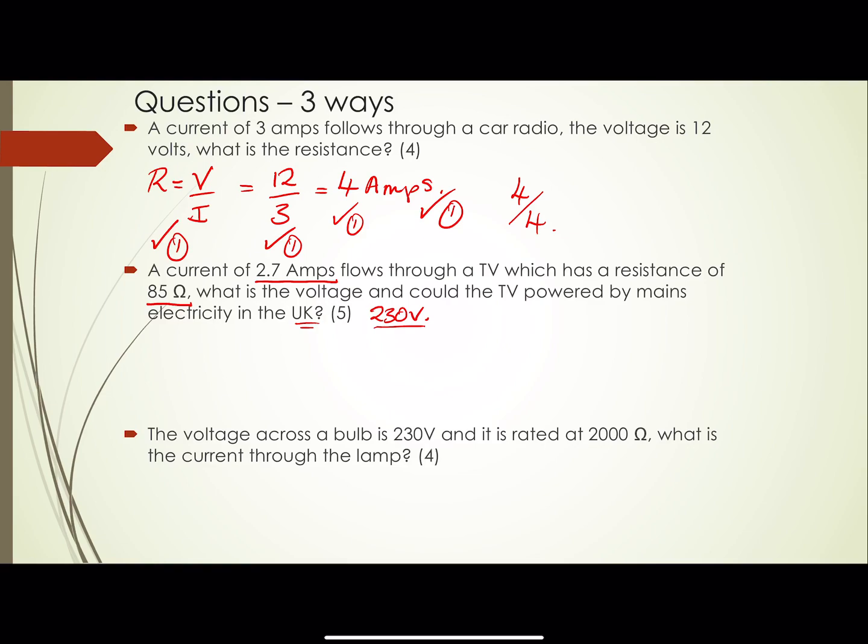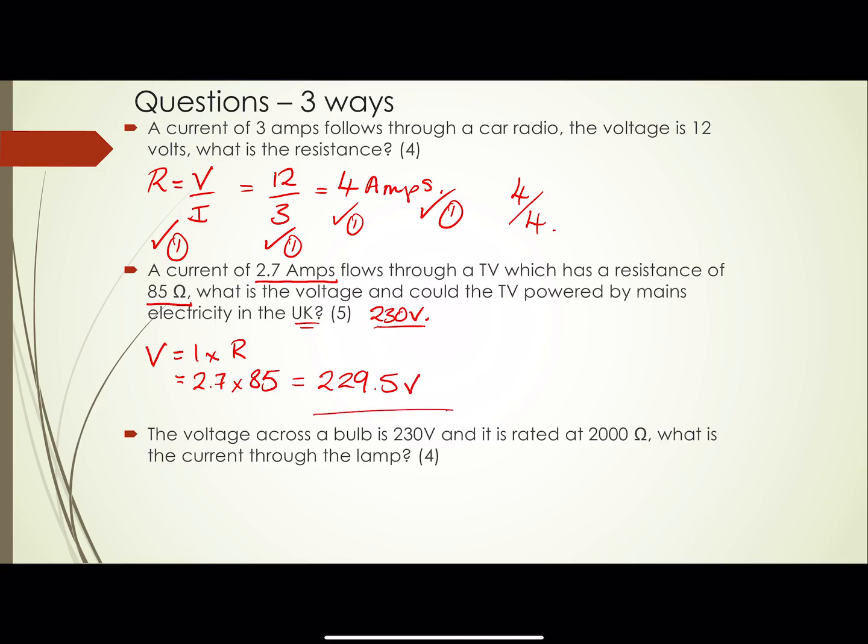We need the voltage. So V equals I times R, which equals 2.7 times 85. I'm actually going to need a calculator right now. 2.7 times 85 on my calculator equals 229.5 volts. So there's my answer.